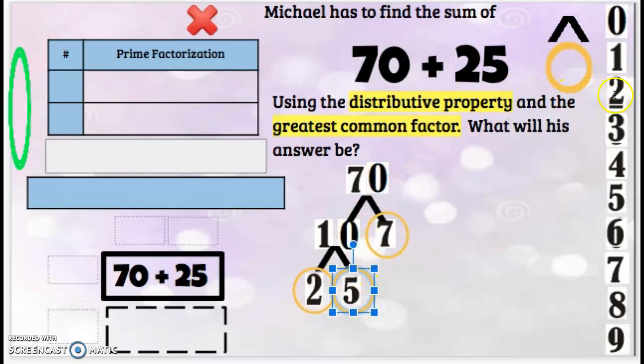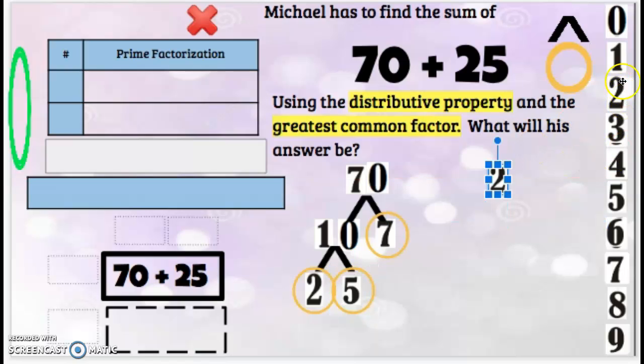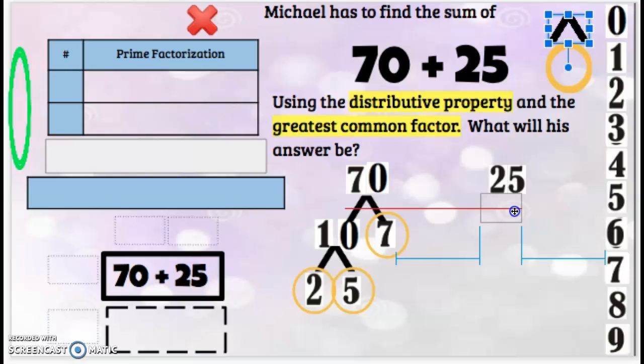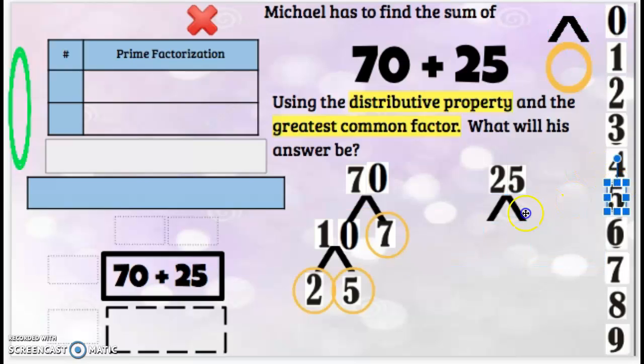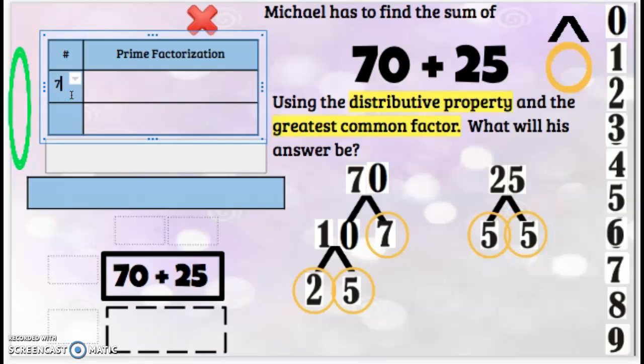So now I got to break up 25. 25, break it up. And I know that 5 times 5 gives me 25. And I know 5's prime, so I circle my 5's. Okay, so then I have 70 and I have 25.